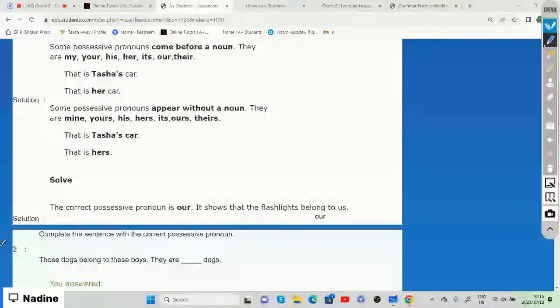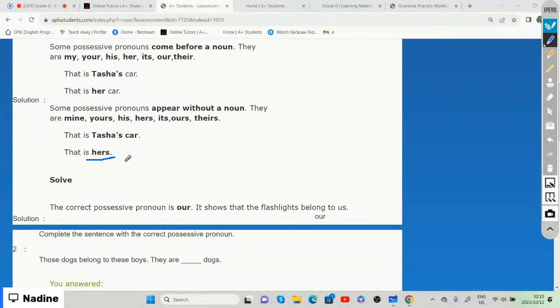Instead of saying that is Tasha's car, because remember we are trying to avoid the name, right? Because it is a pronoun and a pronoun takes the place of the name. So that is Tasha's car, which means that if we replace the name, then we just say that it is her car. That is hers, right? Her what? Her car.